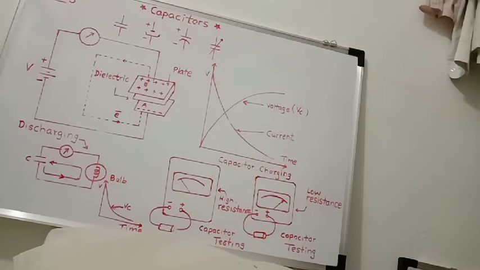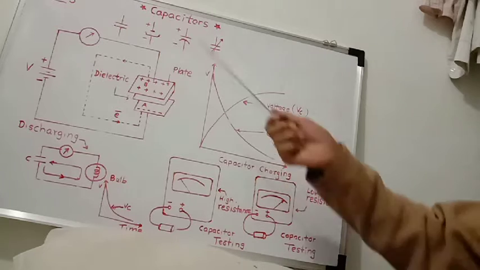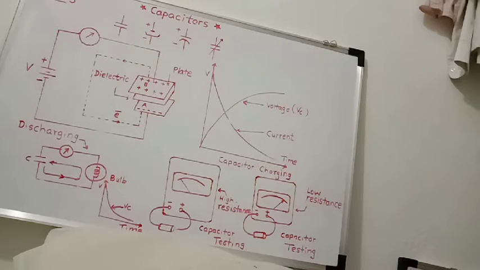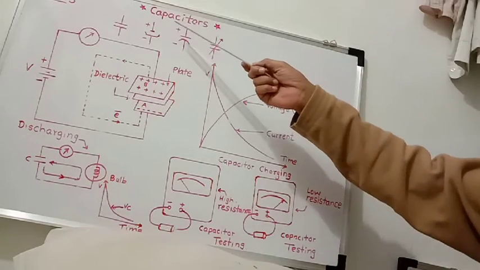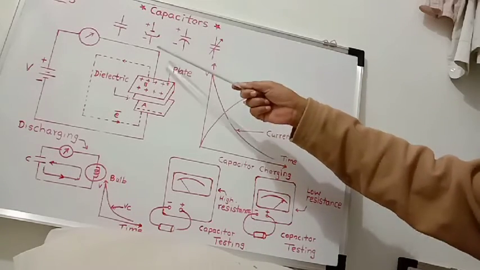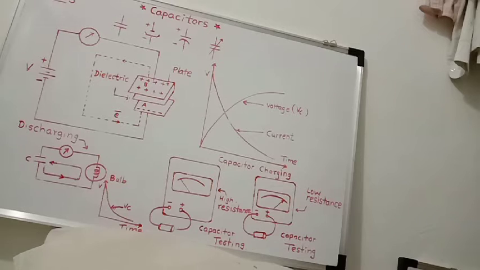Again, for bypass, electrolytic capacitors are used for bypass signals. The main function is that it bypasses AC and it opposes DC. This is the function of a capacitor.